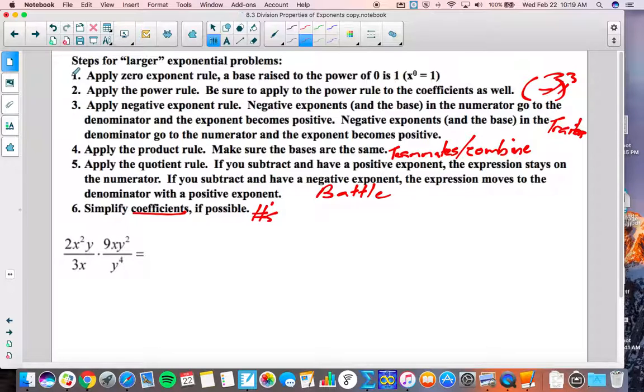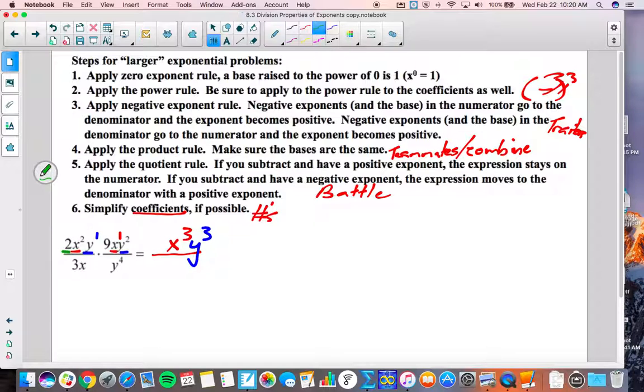So here we go. I see no exponent of 0. I see no sprinkling or power rule. I don't see any negative exponents. I do see some bases that are the same on the same side of the fraction bar. What I mean there is I see x squared and x to the 1. That is x to the 3rd. We add the exponents. And I see a y to the 1 and a y squared. That's y to the 3.